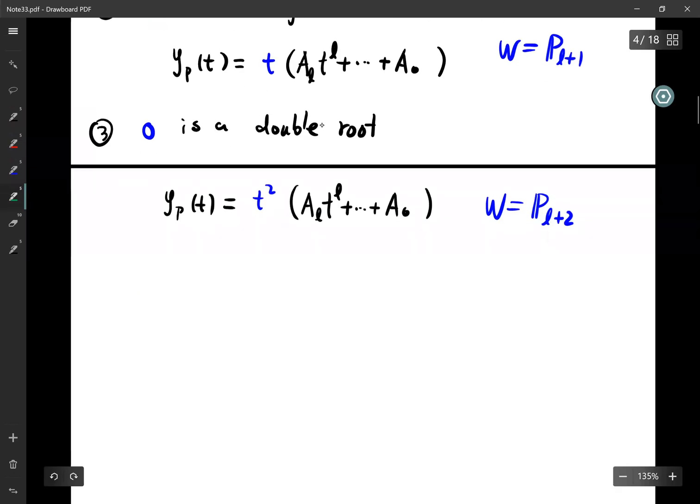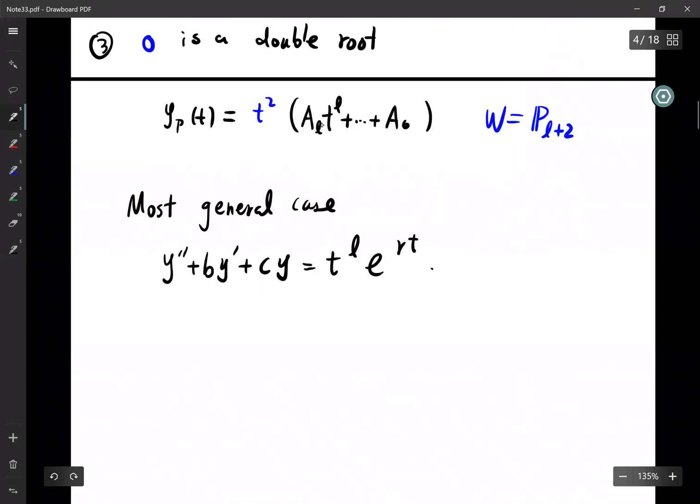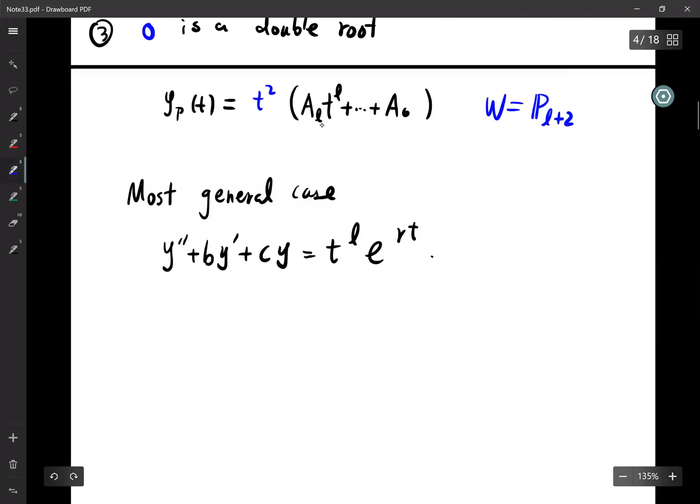So the most general case follows exactly along the same line of thought. Now I consider y'' + by' + cy = t^L e^{rt}. Now W is defined to be, it's just a notation, e^{rt} times P_m.